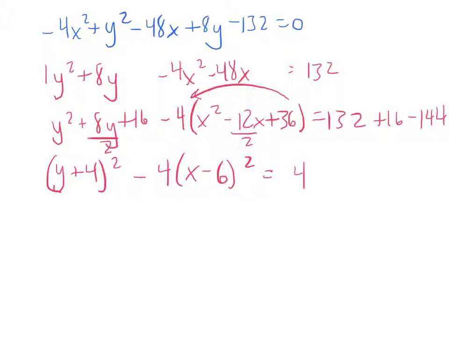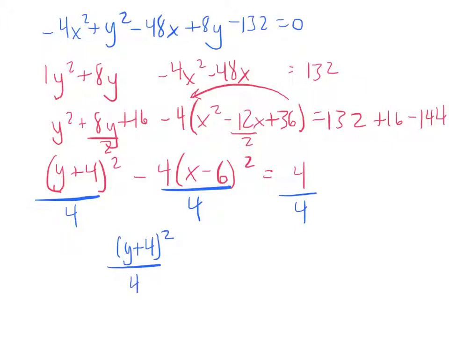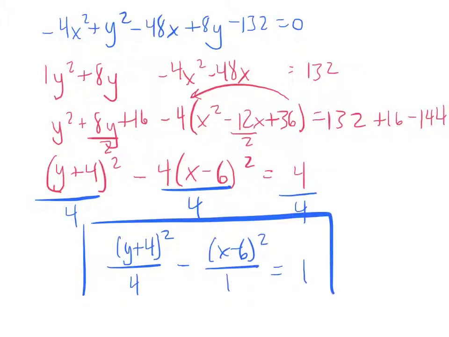So a key step here to remember is that when you multiply this 36 by this number right here, make sure you remember about your negative sign. Do 36 times negative 4. So then you know you have to subtract 144 rather than add it, because you're multiplying by the negative. Now our last step is to divide everything by our constant, and then we get y plus 4 squared over 4 minus x minus 6 squared over 1 equals 1. And now we have our general equation of our hyperbola.